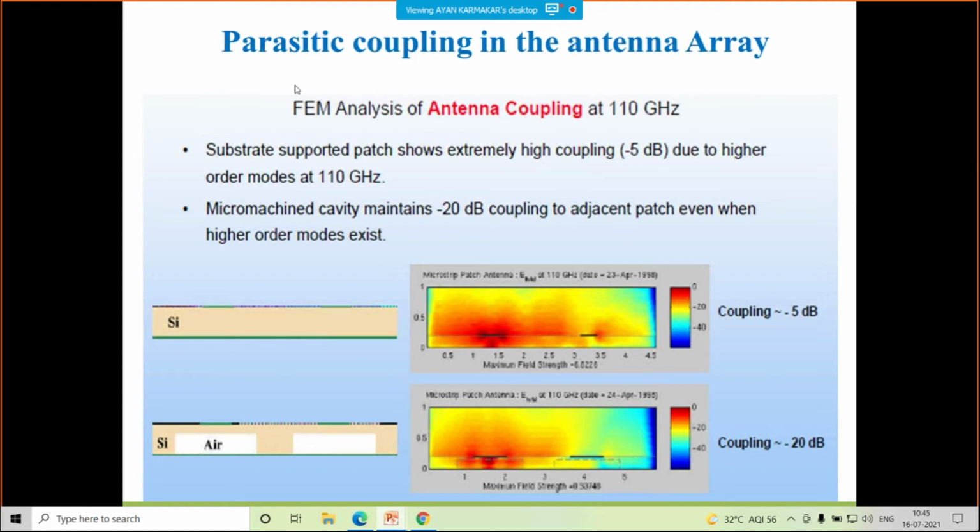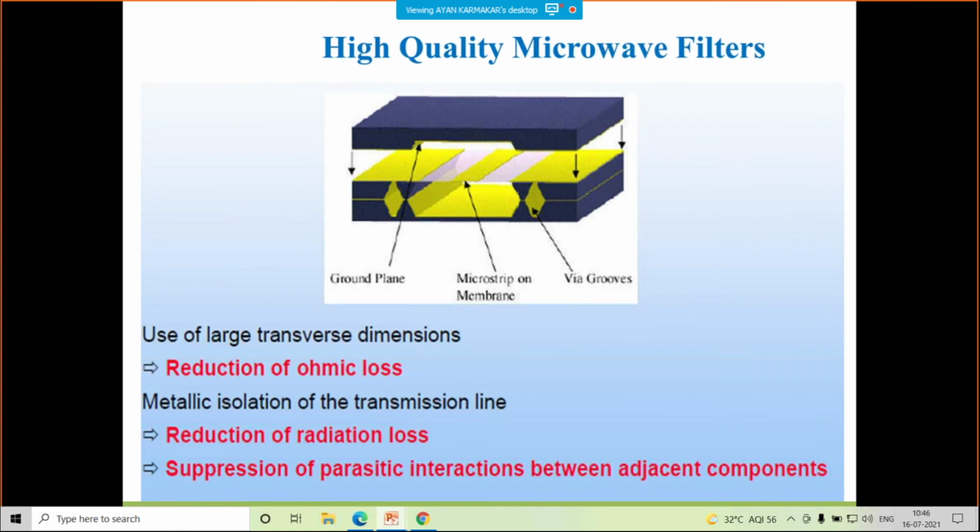And I will say this will be very much useful for massive MIMO, or multi-input multi-output, antenna technology also, which is going to be used extensively for IoT applications.